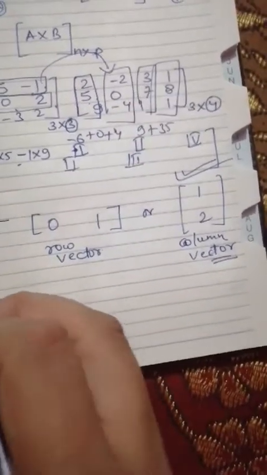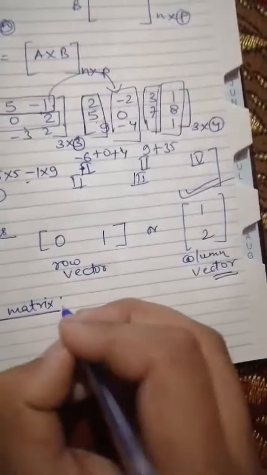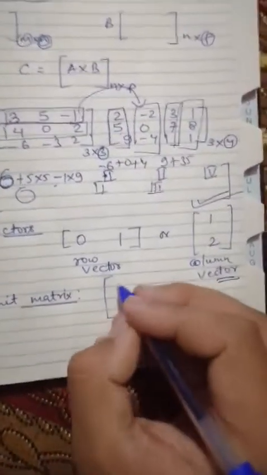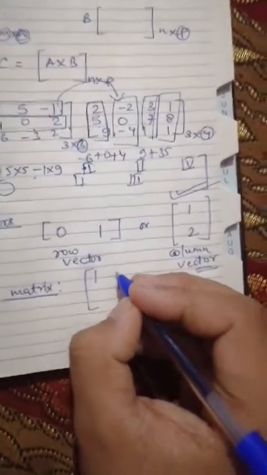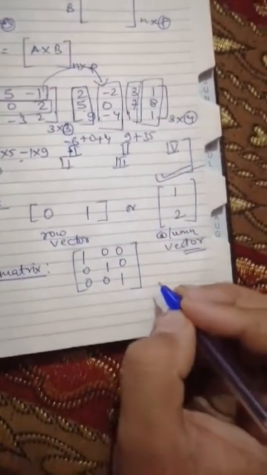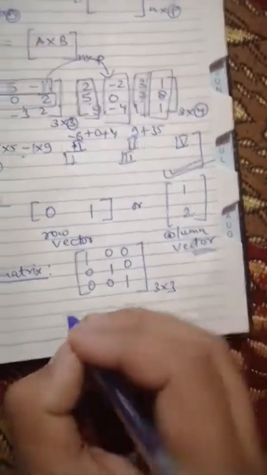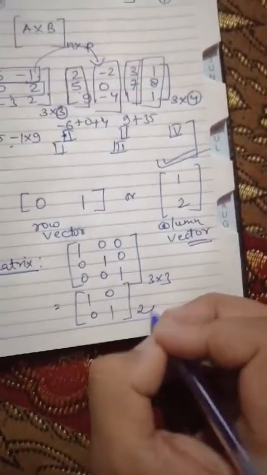Also we need to study unit matrices. A unit matrix is a special kind of diagonal matrix in which all the diagonal elements are 1 and all the rest of the elements, as we know in a diagonal matrix, are 0. So it is a unit matrix. It can be of order 3 cross 3. It can be written like this, or like this, 2 cross 2: [1, 0; 0, 1].